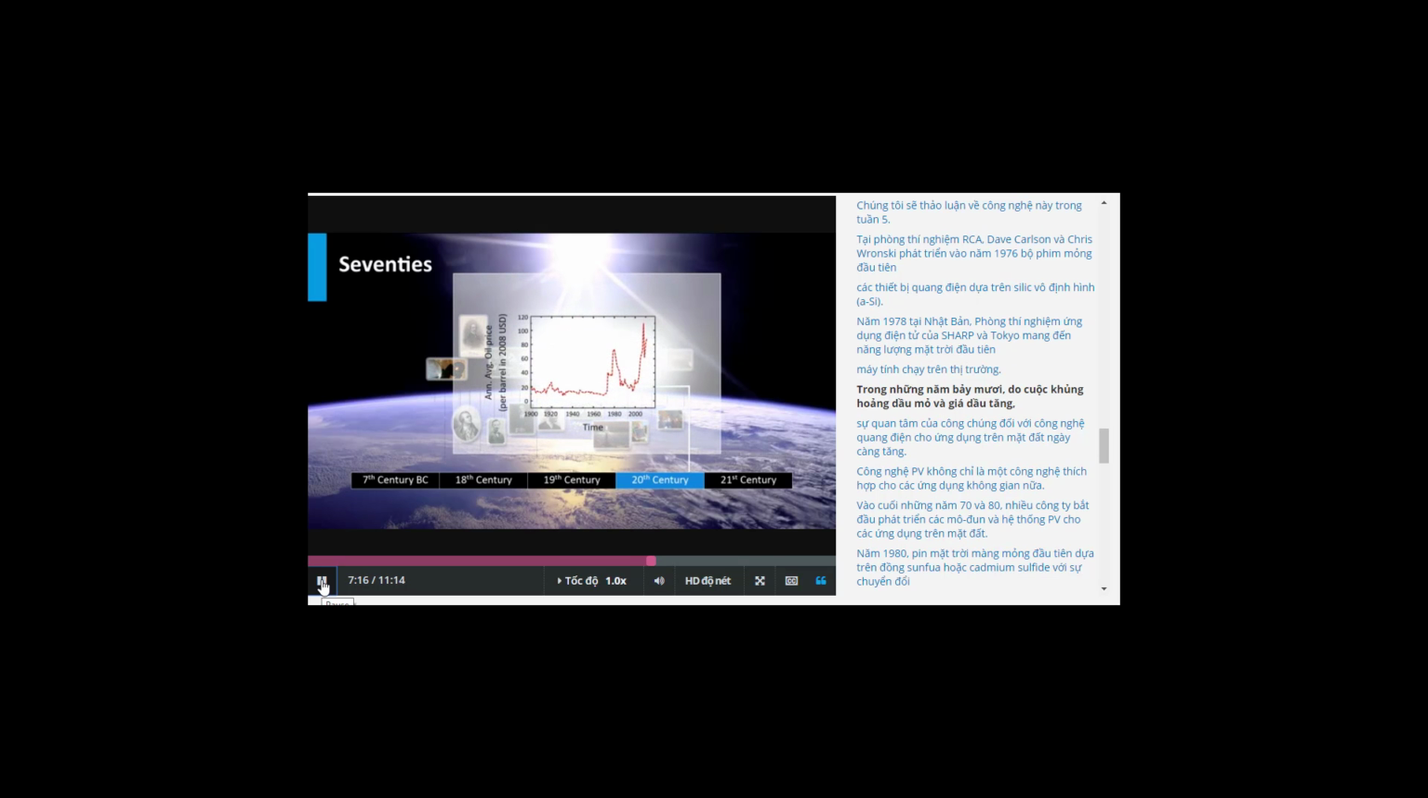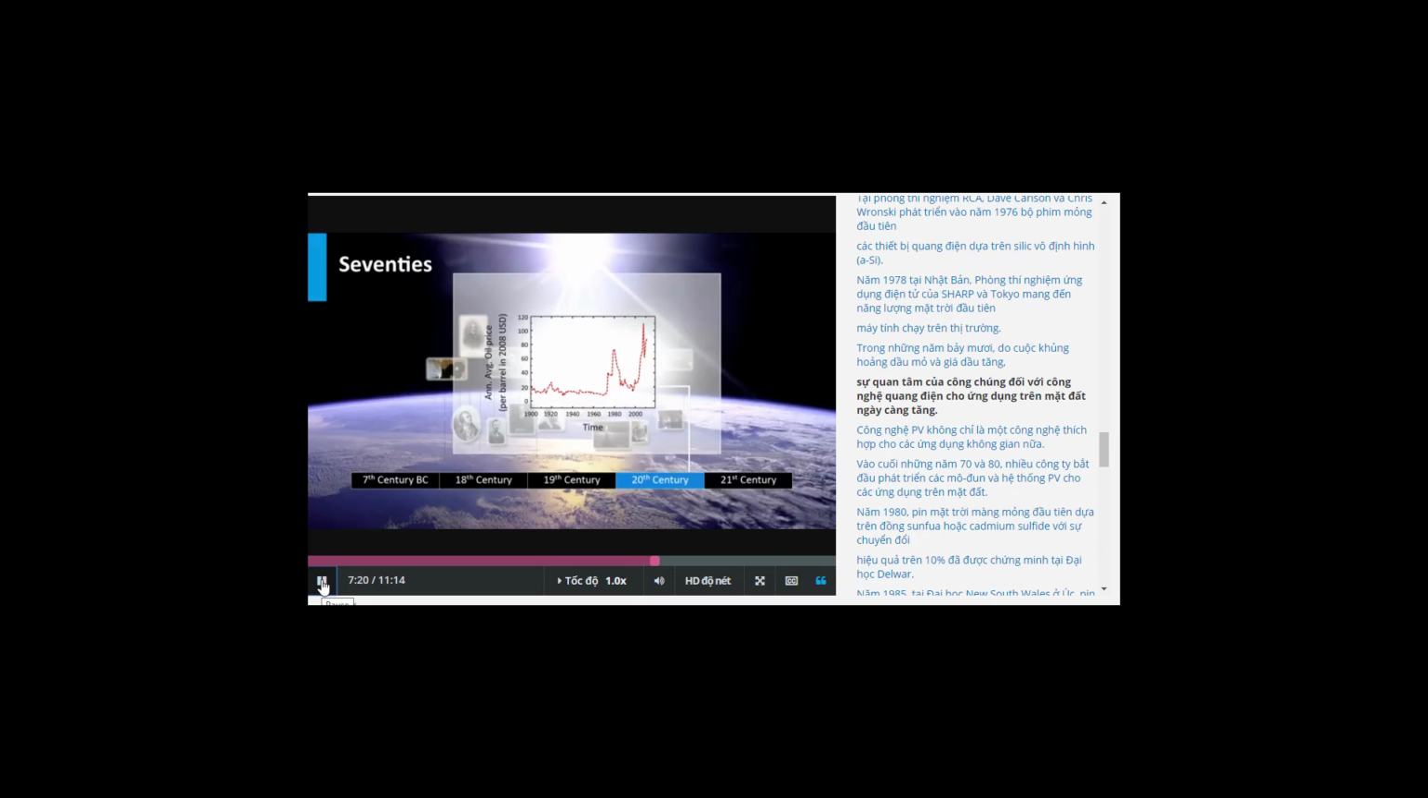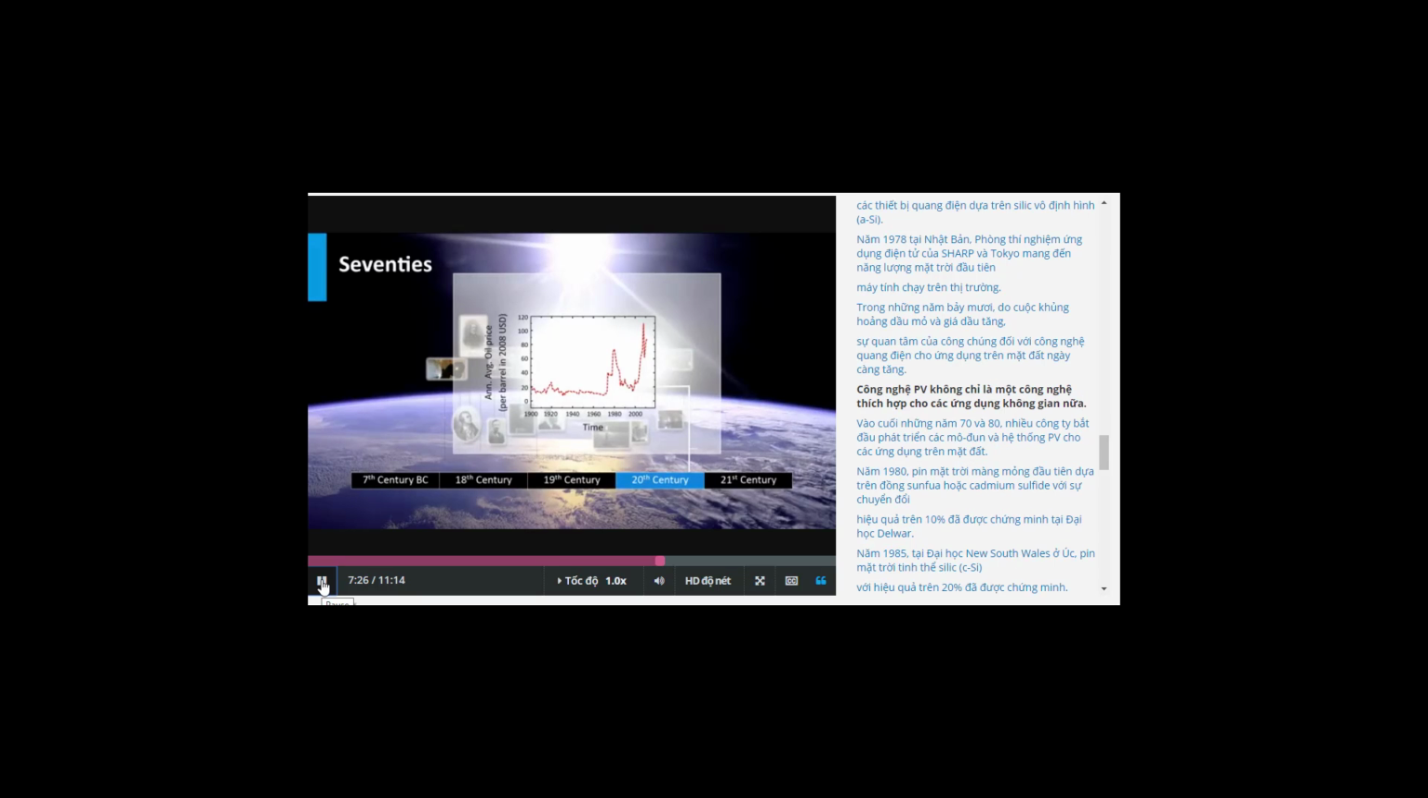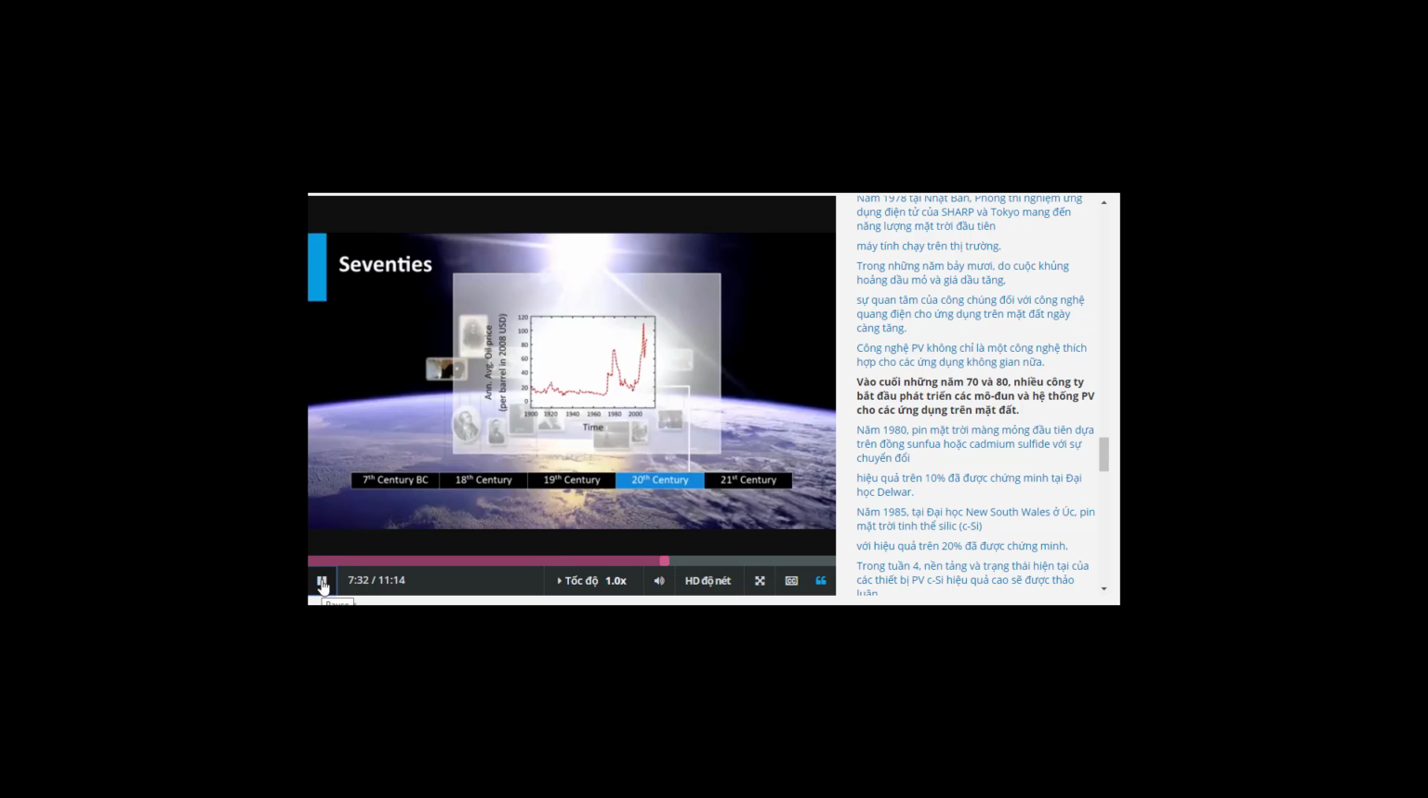In the 70s, due to the oil crisis and the increasing oil prices, the public interest in photovoltaic technology for terrestrial applications is increasing. PV technology is not only a niche technology for space applications anymore. In the late 70s and 80s, many companies start to develop PV modules and systems for terrestrial applications.